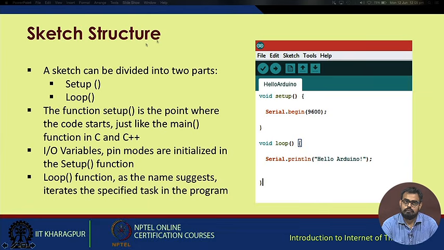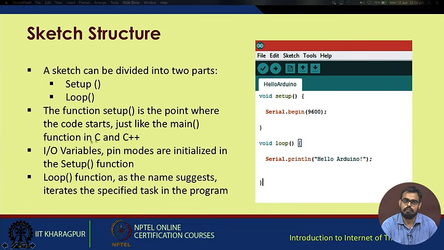So a sketch structure, as I have told you, consists of two parts, a setup part and a loop part. The function setup is the point where the Arduino actually starts the code. It's analogous to the main function in C and C++, and here you set input output variables and pin modes. As you remember, you have 14 digital input output pins, so you have to explicitly tell your system whether you want to use the pin in an input mode or an output mode.